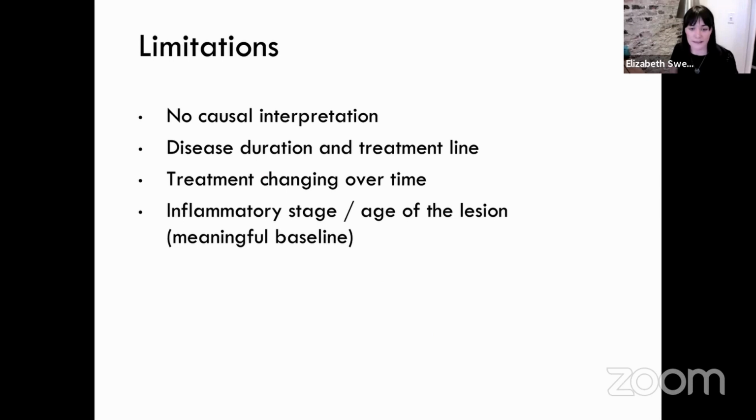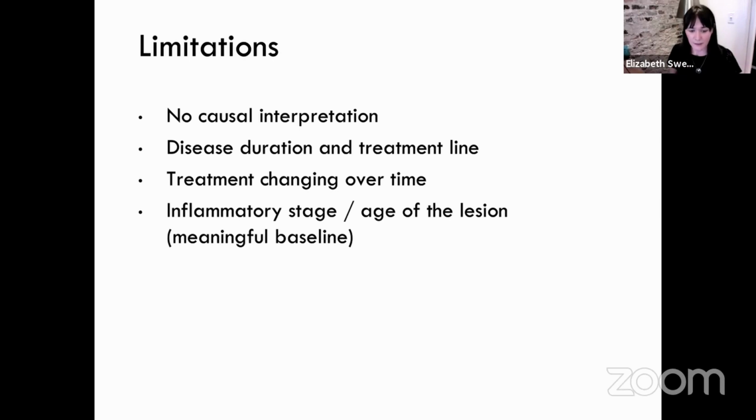And so there are a few limitations in the model that Sandra and I are planning to work on. We don't really have a causal interpretation. When we get more data and we can maybe use these automated methods to segment rim-positive lesions, we'd like to do some causal modeling, maybe some propensity score analysis and such. We adjust in the model for disease duration, but we'd like to dig more into that problem of disease duration and treatment line. We also have treatments changing over time, so we'd like to adjust for that in the model.